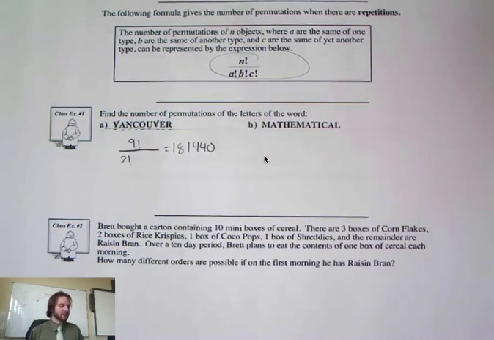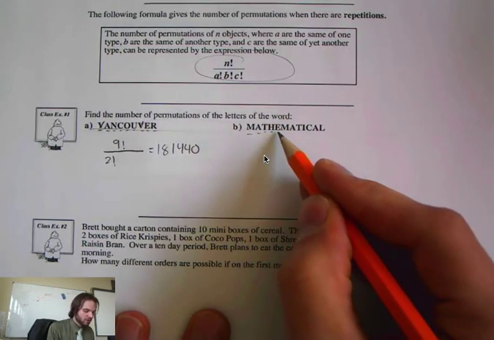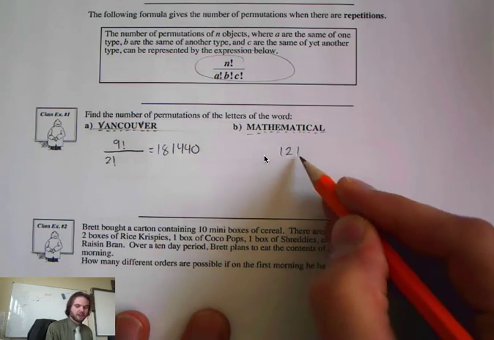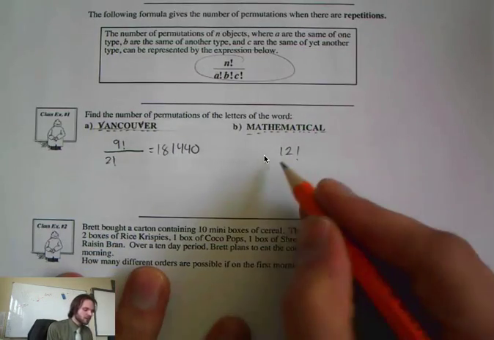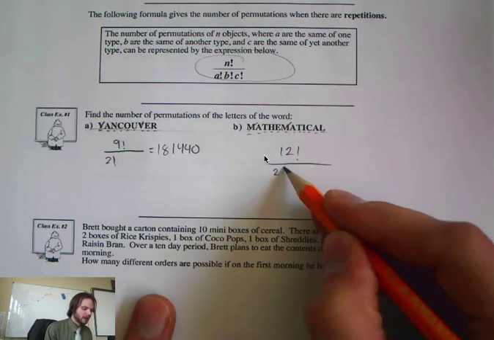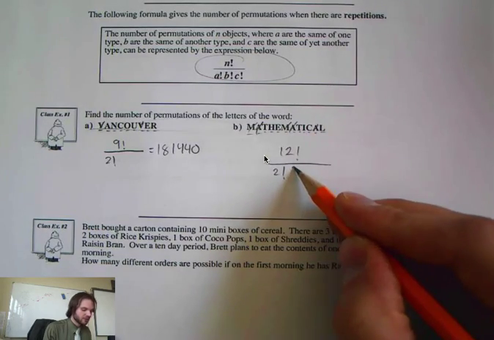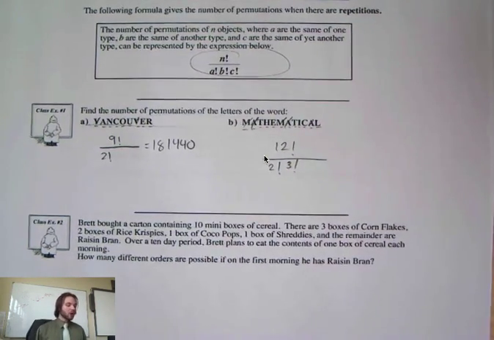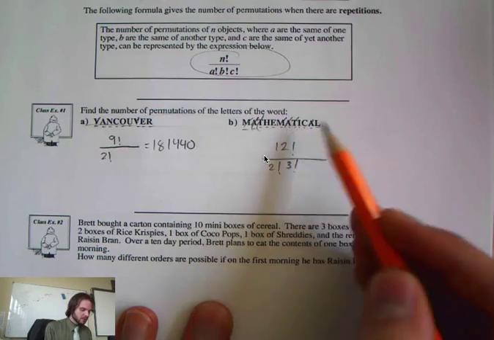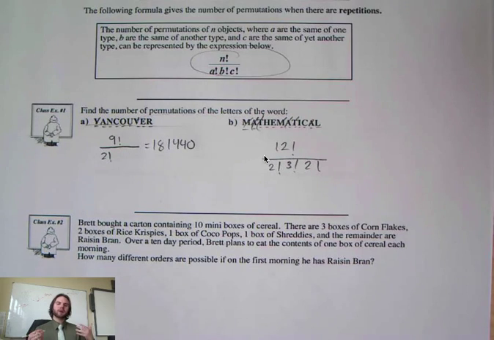Okay, let's take a look at the next one. We're looking at mathematical. So this one has 1, 2, 3, 4, 5, 6, 7, 8, 9, 10, 11, 12. So it's 12 factorial. Okay? Now, what is being repeated here? We have m is repeated twice, so that's 2 factorial. What else is being repeated? I look at my a's. I have 3 a's, so that's 3 factorial. Okay? Now, what else is being repeated? I have 2 t's. That is 2 factorial, and anything else? That is it. So I just divide by the repeated things.